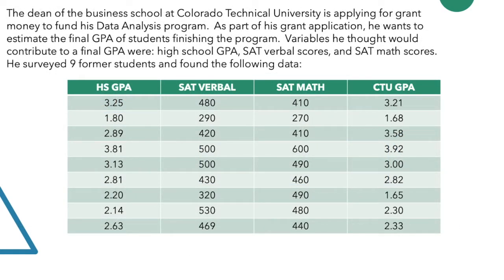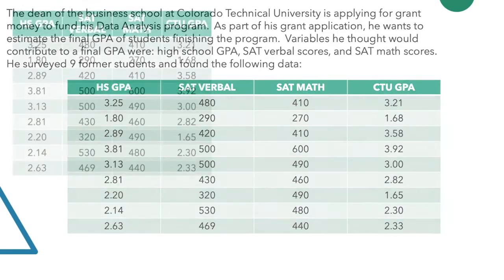So the dean of the business school at Colorado Technical University is applying for grant money to fund his data analysis program. As part of his grant application, he wants to be able to estimate the final GPA of students finishing his program. The variables he thought would contribute to final GPA were high school GPA, SAT verbal scores, and SAT math scores. He surveyed 9 former students and found the following data. Let me show you what we're going to do.